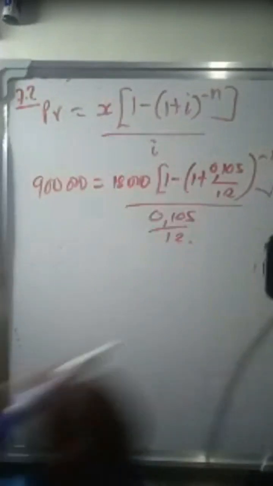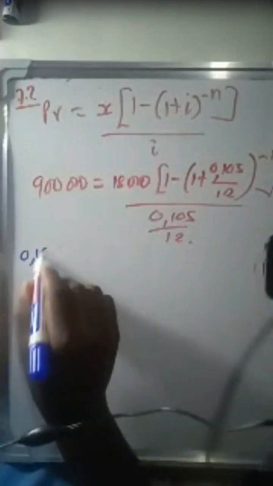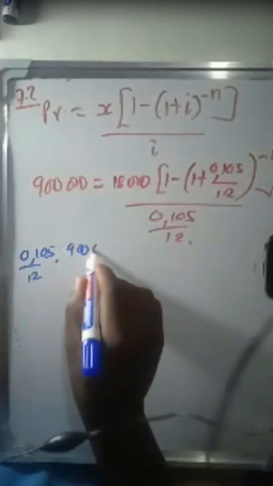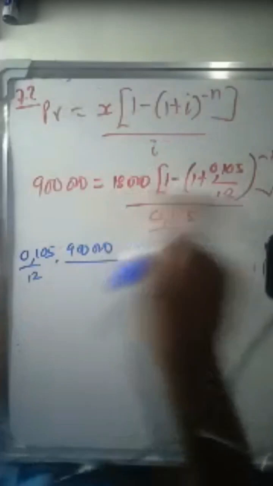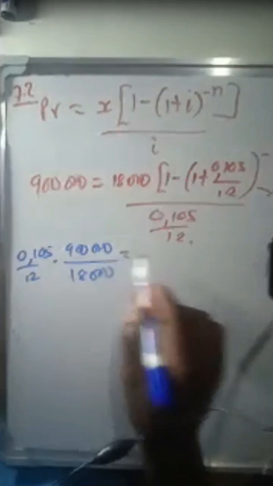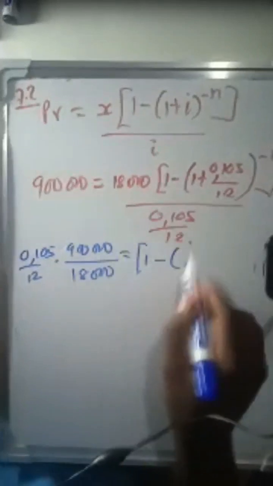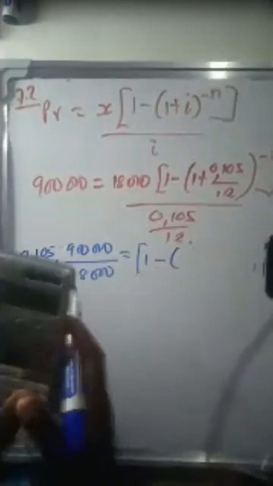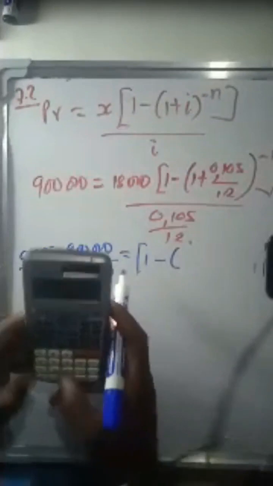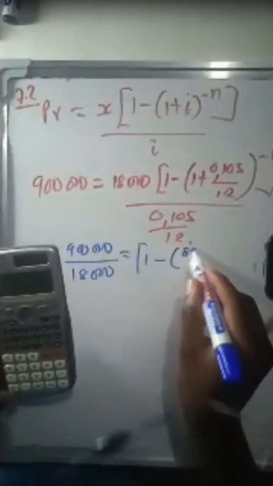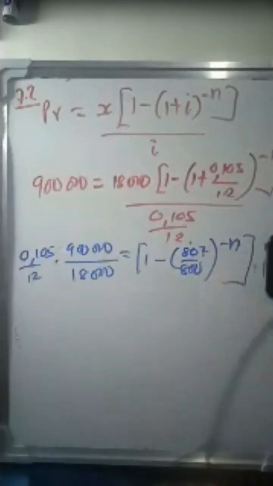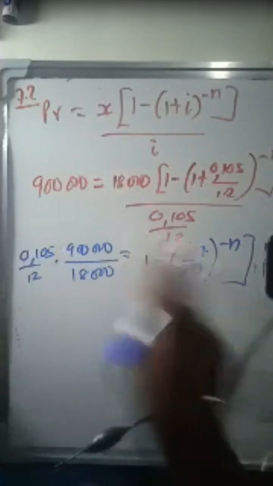I'm going to do it in blue. This is going to give us 0.105 over 12 multiplied by 900,000, divided by 18,000, since we divide both sides by 18,000. Then you are going to be left with 1 minus, in brackets, 1 plus 0.105 over 12, which gives 807 over 800 to the power of negative n. Okay? This one doesn't need a bracket anymore.